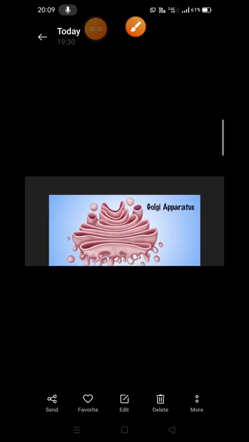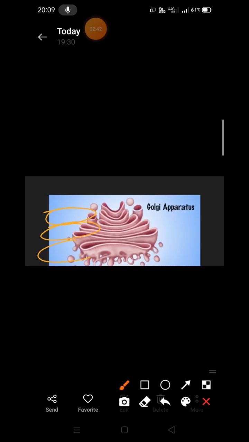Then after lysosome, Golgi apparatus, Golgi bodies, which help in storing most of the materials which are secreted by the endoplasmic reticulum or the ribosomes. So they store the useful things. Here we are able to see that these are stacked over one another, so they form a layer like structure, and these were first discovered by Golgi, and that's why they are called Golgi apparatus.